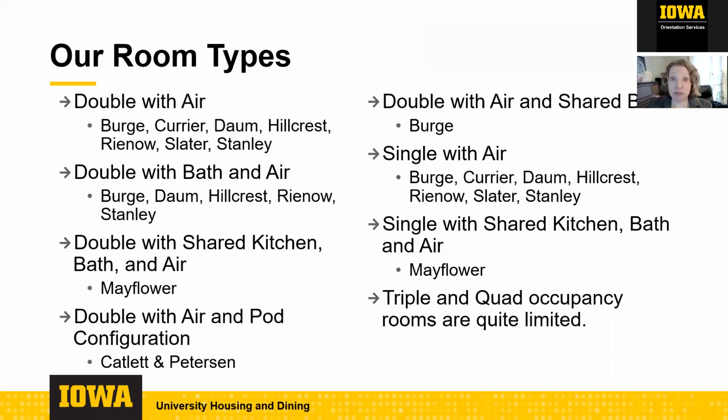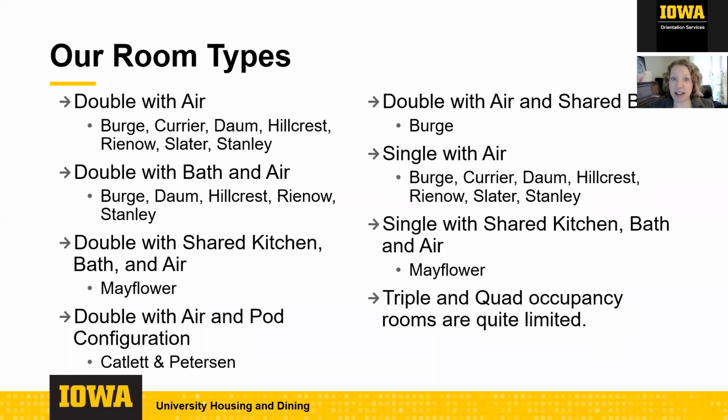Now, we have a number of room types available in all of our residence halls, and layouts for these are available on our website. The most common room configuration that you will find is a double room with air conditioning. Those are available in the majority of our residence halls. And then we also have some doubles with bath and air, and that would mean you've got your own private bathroom. We have some with kitchens in Mayflower.